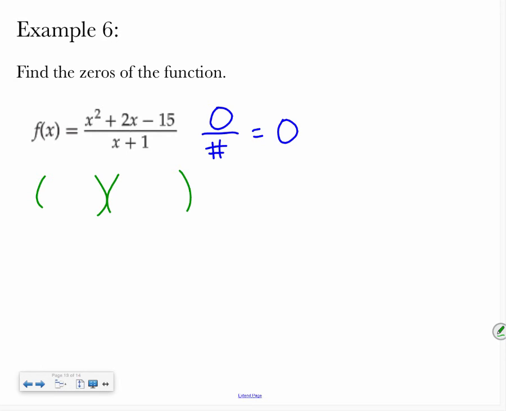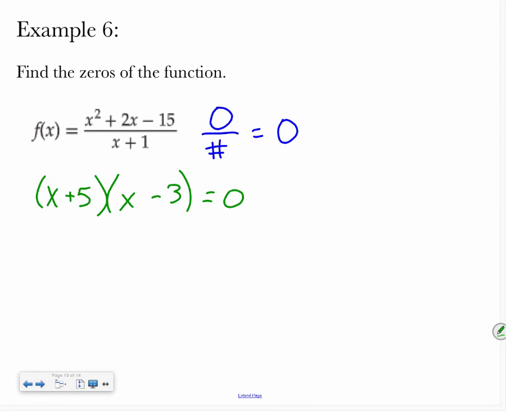We have an x squared plus 2x minus 15. So what multiplies to a negative 15 and adds to a positive 2? We have a 5 and a 3. And then which one has to be positive and which has to be negative? In order to get a positive 2, I need my 5 to be positive and my 3 to be negative. And then I put my x's in. And this is my numerator.